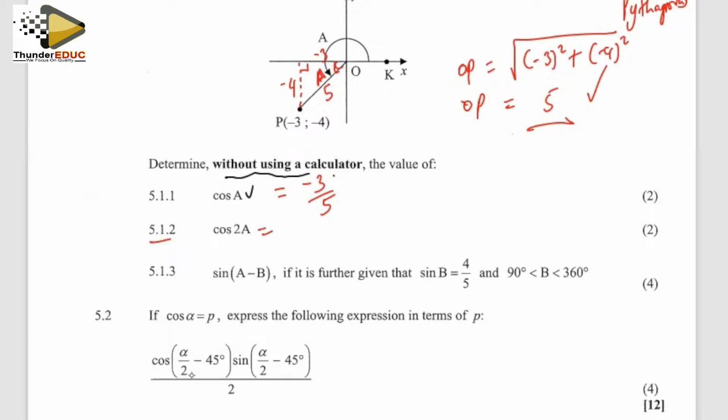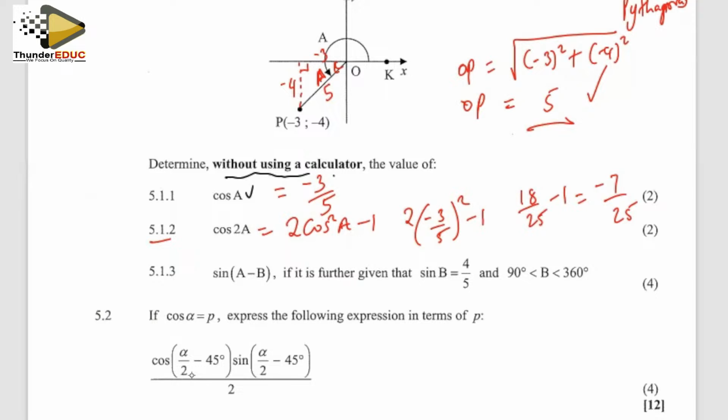All right, then 5.1.2, they want the cos of 2A. So this is a double angle. From our formula page, we know that cos 2A can be the same as 2 cos squared A minus 1. Then we just have to substitute. So that will be 2 times the cos as -3 over 5, we square that, and then we subtract 1. So 3 squared is 9 over 25. 9 times 2 is 18 over 25 minus 1, which gives me -7 over 25. Okay, so that is that.